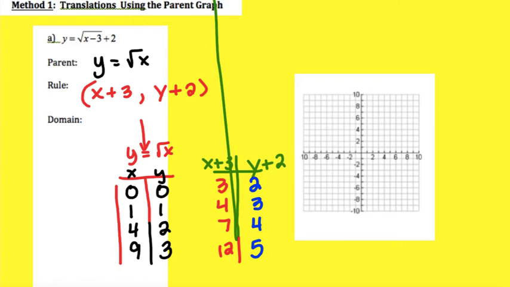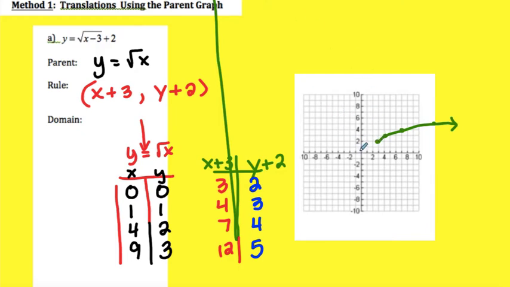So I'm going to actually plot those points now. 3, 2, 4, 3, 7, 4, it's right here, and then 12, a little bit farther, 12, 5, so maybe right about here. And there is my square root graph starting at now 3, 2, because it's shifting the parent graph to the right 3 and up 2, and that starting point that was at 0, 0.